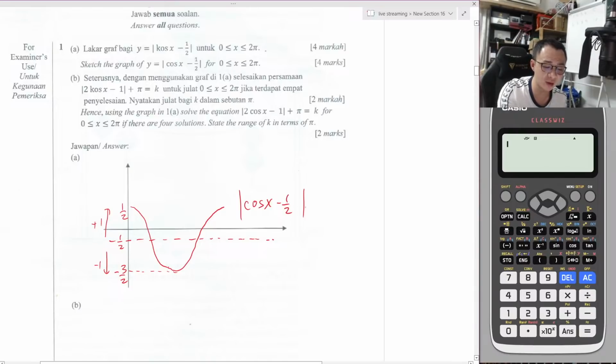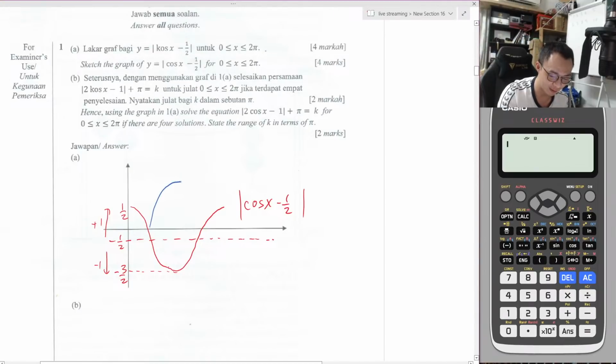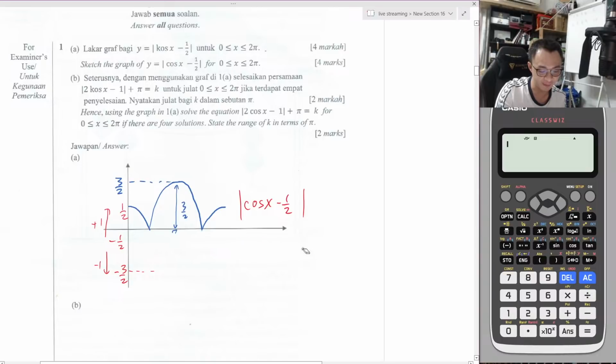But if I add the modulus, whatever is below the x-axis will be reflected upward like this. So this one from here is 3 over 2 units, and when it reflects, it will go to 3 over 2 units as well. Therefore, my maximum here will be 3 over 2. These two lines will still remain the same, and this line also will remain the same. So this is what happens when we do the reflection here. Right, so this is what I have.